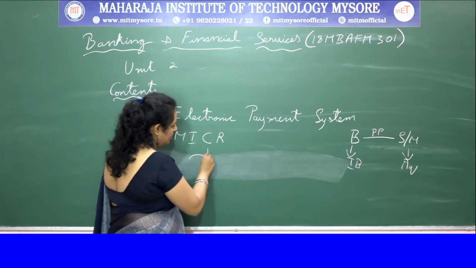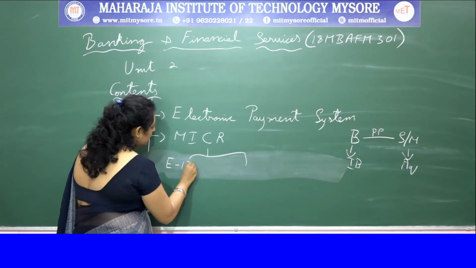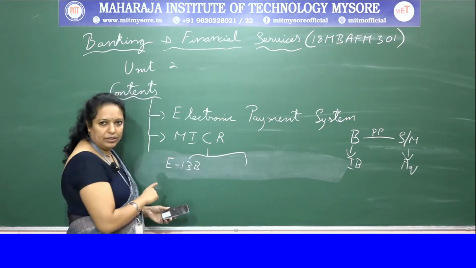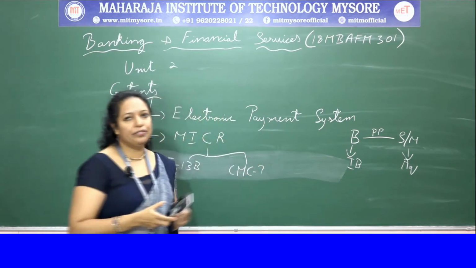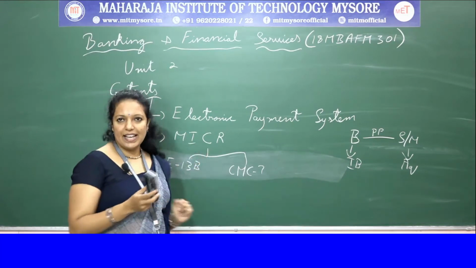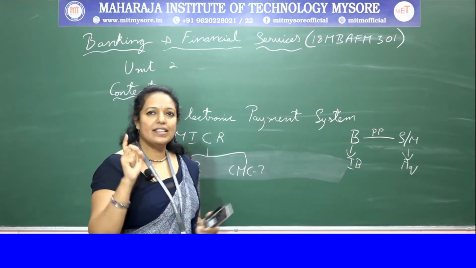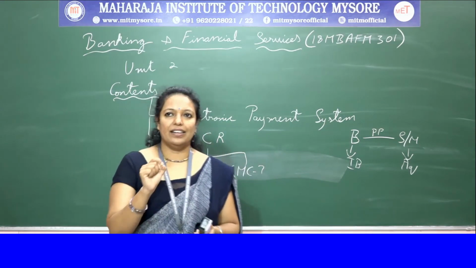So one is E13B font, another one is CMC7. So there are 2 fonts available for this MICR. The first one, that is E13B font, it's a 14 character recognition.